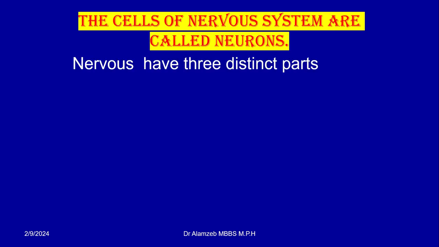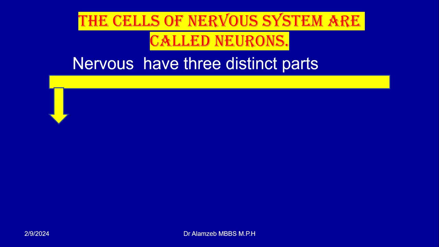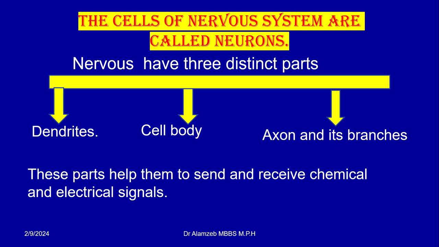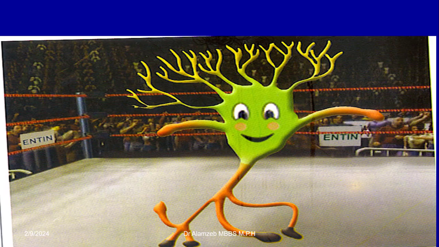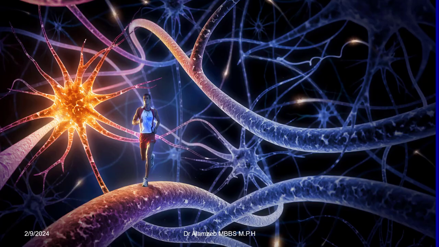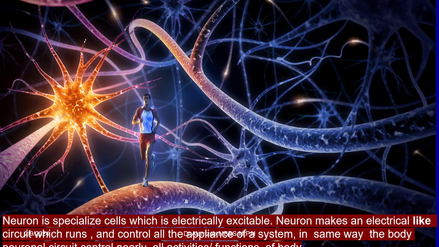Neurons have three distinct parts: the dendrites, the cell body, and the axon and its branches. These parts help them to send and receive chemical and electrical signals. The neuron is a structure which is active all the time in the ring of life. It is a specialized cell which is electrically excitable.